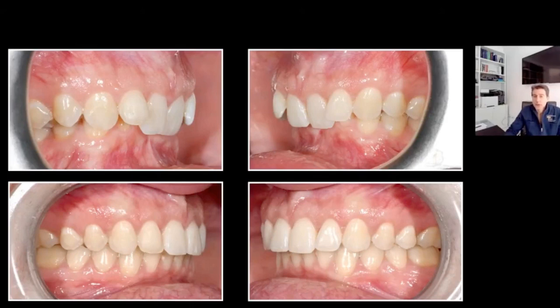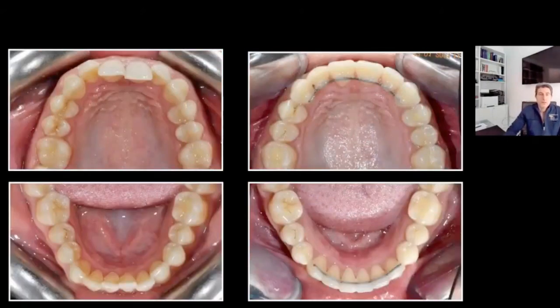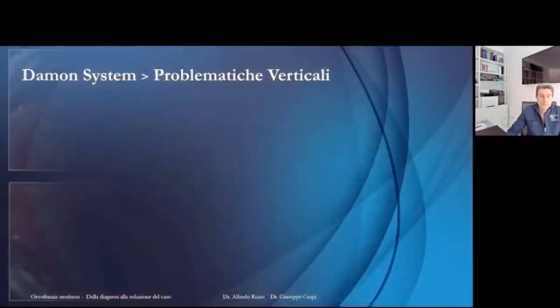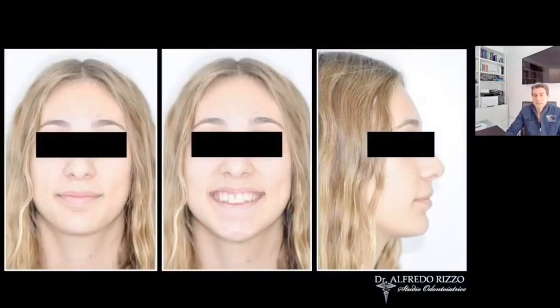We can see how much the bite has been expanded thanks to the Damon system. These are the occlusal views. And now we switch on to the next clinical case. This young lady with a deep bite.